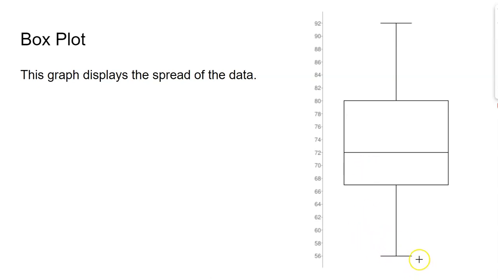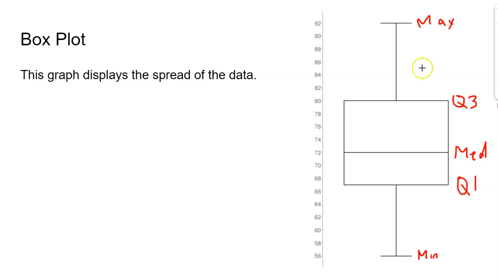So 56 was the minimum, 92 was the maximum. Now this little bar inside of the box is at 72. What was 72? It was our median. Now, what about the 68? Remember the 68? The 68 was our first quartile, and this 80 was our third quartile. So if you know the quartiles, the median, max, and min, you can make a box plot in this fashion.